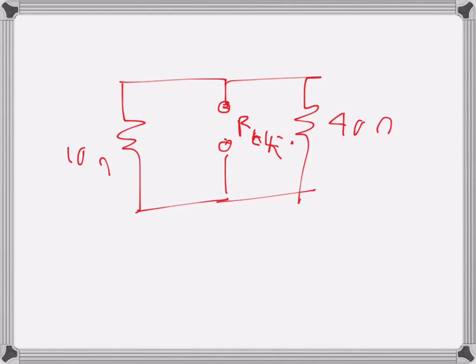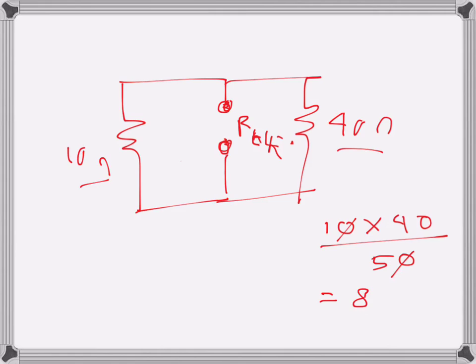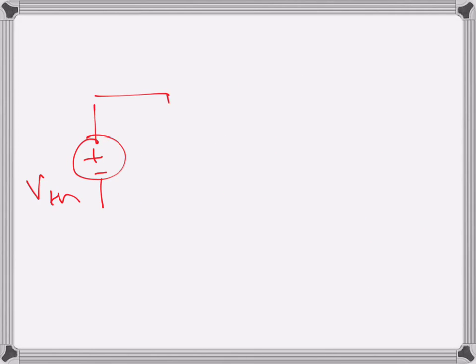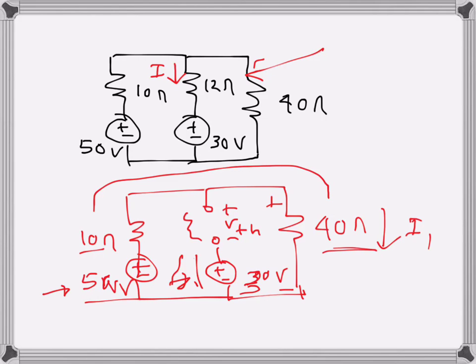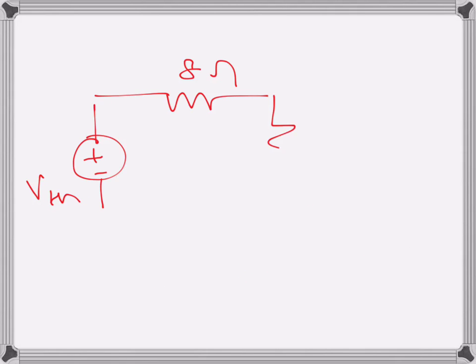We can see here that the 10 ohms and 40 ohms are in parallel when we try to find the resistance as seen from this terminal. So 10 times 40 divided by 10 plus 40, which is 50, so that will be 8 ohms. So 8 ohms is the resistance there. Our Thevenin's resistance is 8 ohms, and the resistance through which we wanted to find the current I is 12.